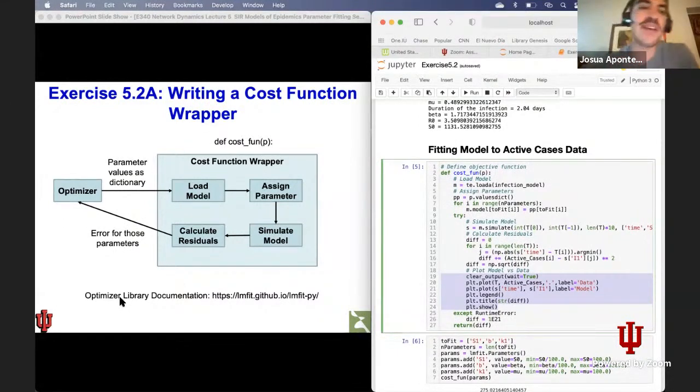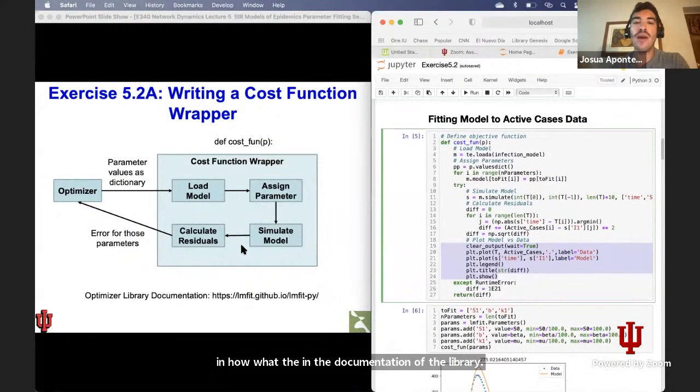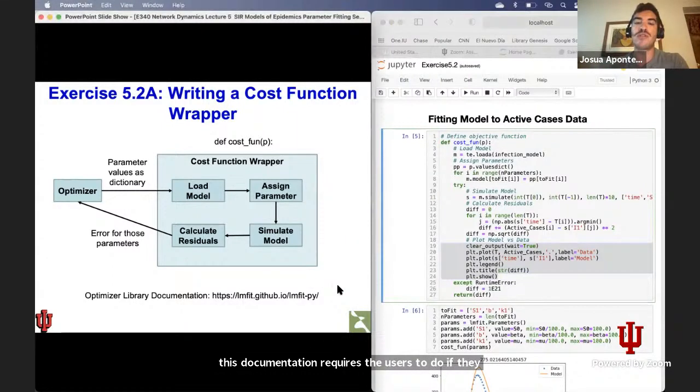There's documentation. The library that we use to run these optimizers is called LMFit, and it's a publicly available library. If you are interested, you can look at the documentation of the library. You can access it here. And the remaining parts are going to be based on what this documentation requires users to do if they want to use one of their optimizers.